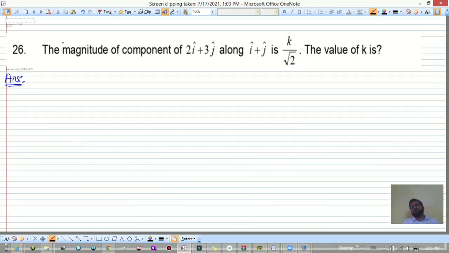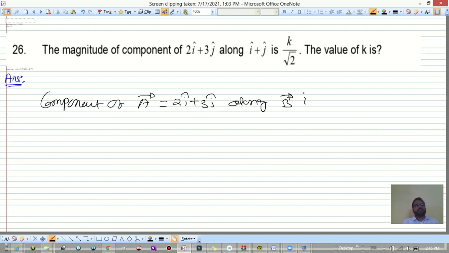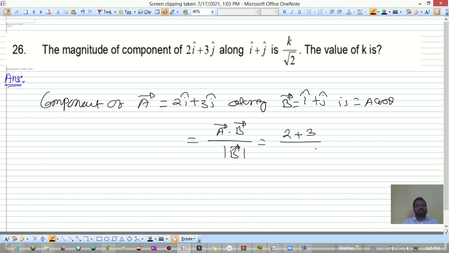So the next question: the magnitude of the component of this along this, right? So the component of A bar, that A bar is 2i hat plus 3j hat, along B bar, that is I hat plus j hat, is A cos theta, which is equal to A bar dot B bar divided by the magnitude of B bar. So what is A bar dot B bar? Directly I'm writing 2 into 1, it is 2, plus 3 into 1, it is 3, divided by the magnitude, which is root 2. So 5 divided by root 2.